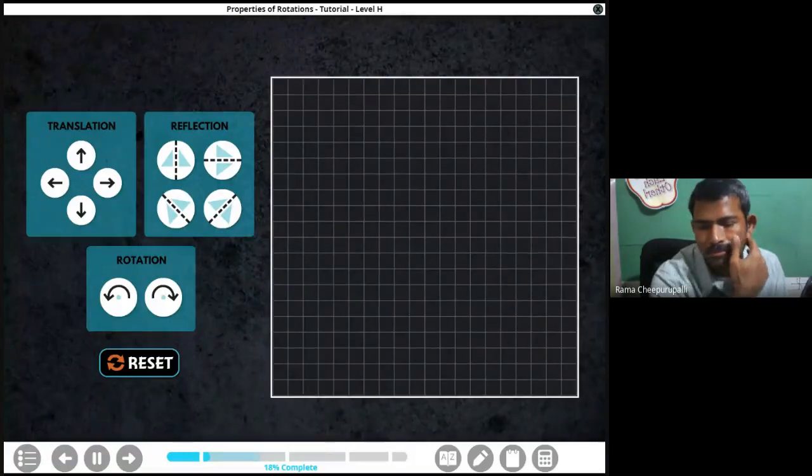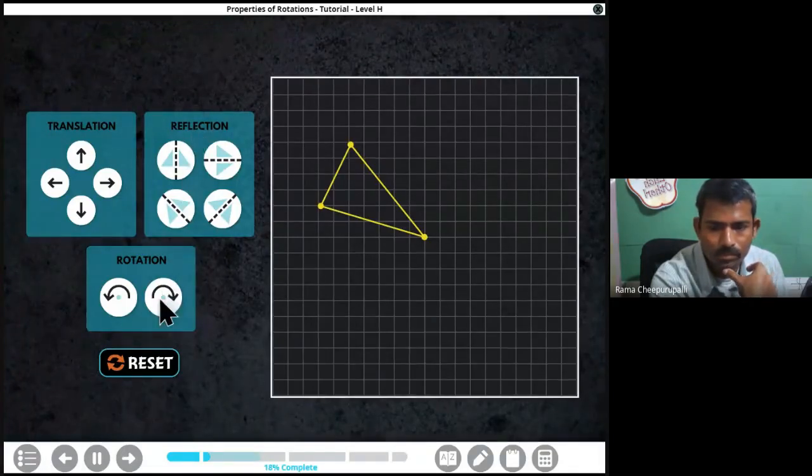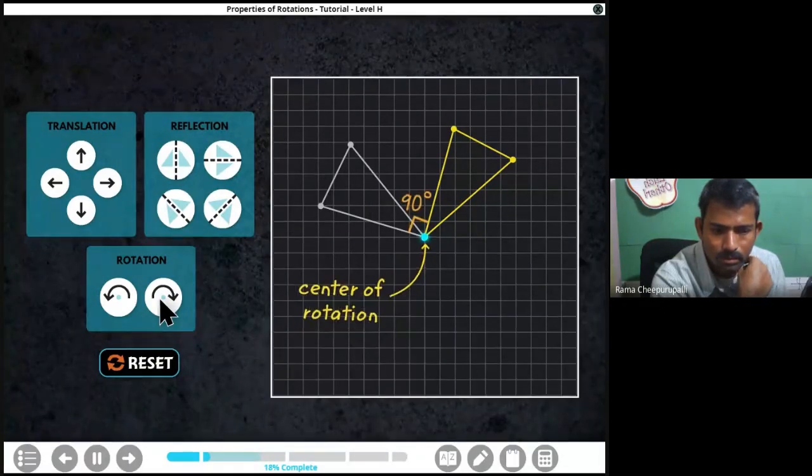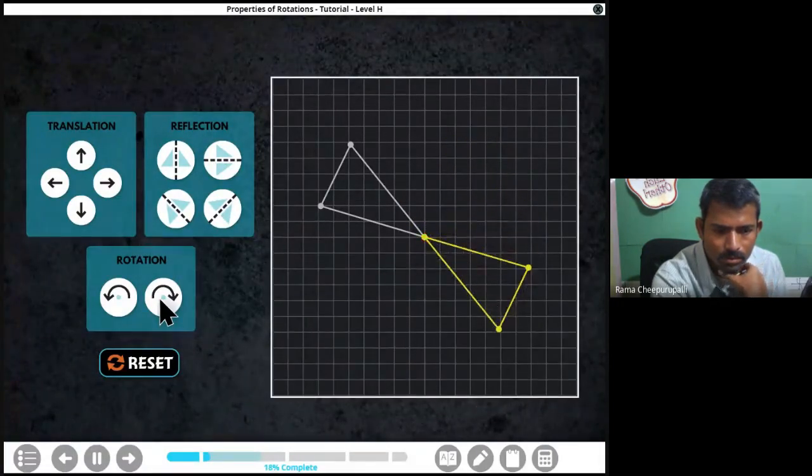Then we can have them all turn the same direction. If you want to see how that will look, just place a triangle on the app. Then, every time you click the clockwise button, the triangle will turn 90 degrees around this center of rotation. This is the only center of rotation the app uses. When you click it again, it will turn another 90 degrees for a total of 180 degrees.